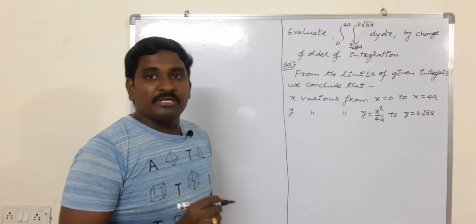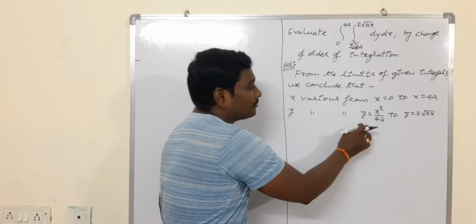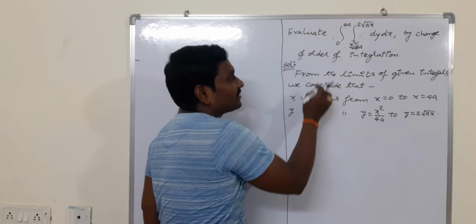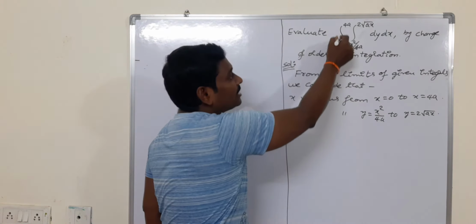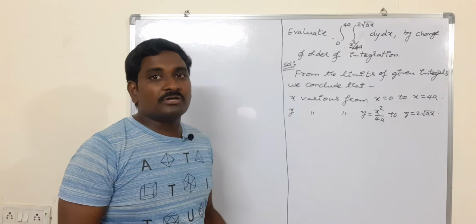So from the limits of the given integrals, we should understand that y limits vary from x square by 4a to 2 root ax, because these are limits in terms of x. That's why they were the y limits. Automatically outer integral are x limits. Okay, first we should draw the region here.